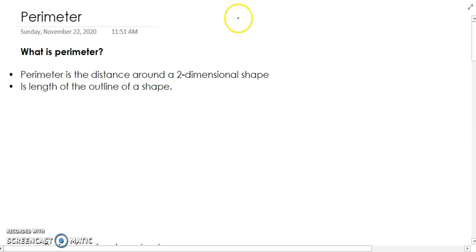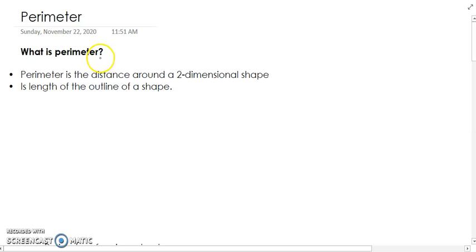And when we talk about perimeter, what we're actually talking about is the distance around a two-dimensional shape. So for example, you've drawn a square, or you've drawn a rectangle or an irregular polygon. It's the distance all the way around. It's like the outline. It's the length of the outline of the shape.